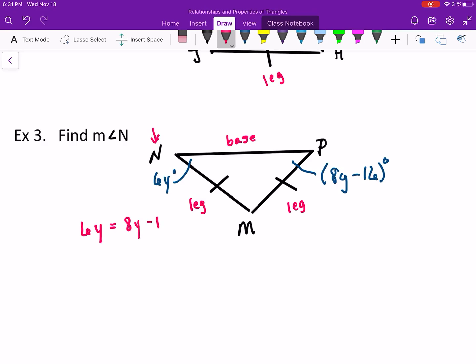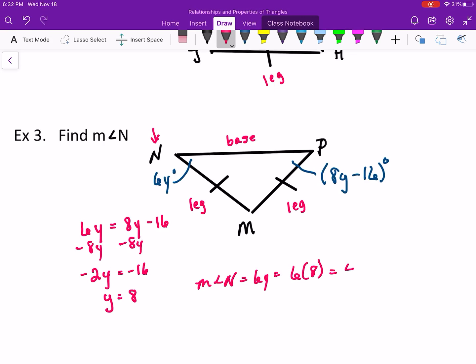And since those angles are congruent, we can set them equal to each other. If I subtract 8y from both sides of that equation to solve it, I get negative 2y equals negative 16. Divide both sides by negative 2, y equals 8. I haven't answered the question yet, but I will in just a moment. The measure of angle N is equal to 6y. That would be 6 times 8, or 48 degrees.